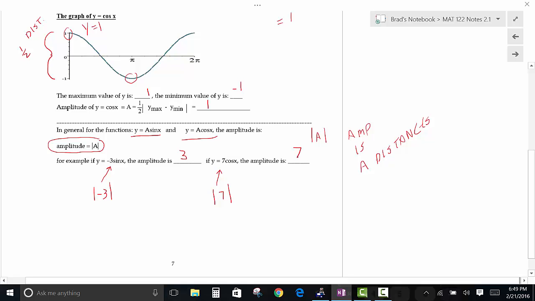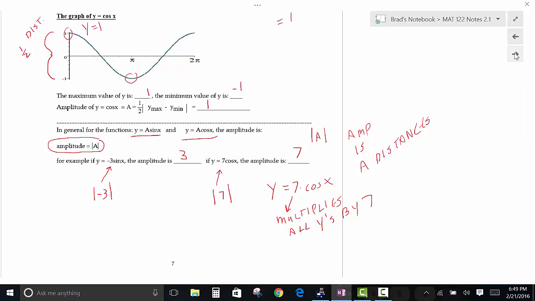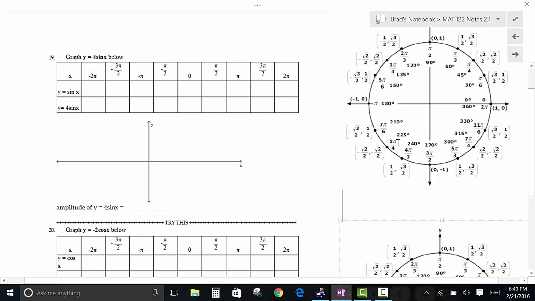What we're going to find is that amplitude changes the max and min of your graph. If you had y equals 7 times cosine of x, what this 7 does is it multiplies all of the y values by 7. That's going to do what we call a vertical stretch or a vertical shrink when you're changing that amplitude. All right, let's go to the next page.